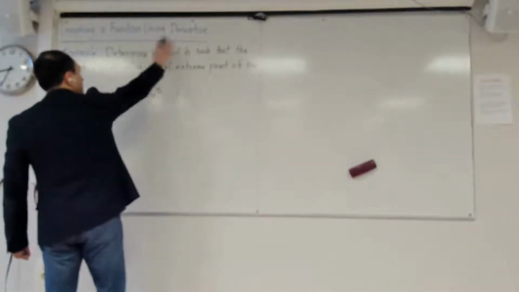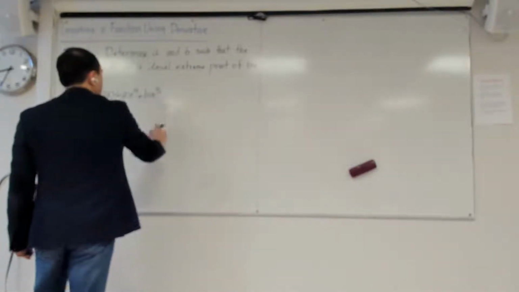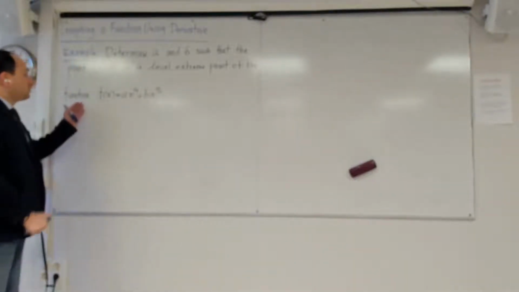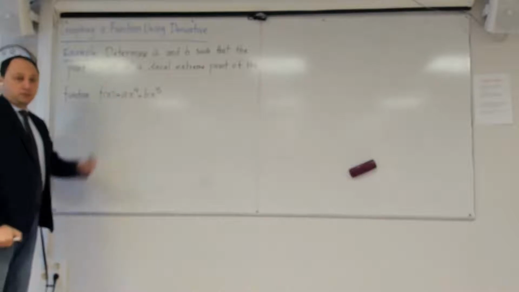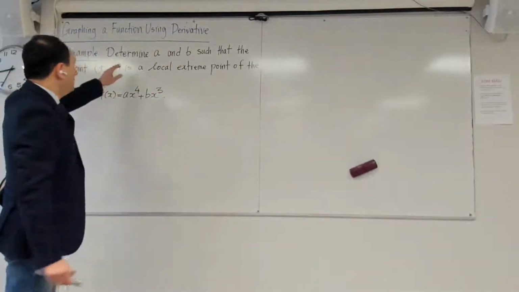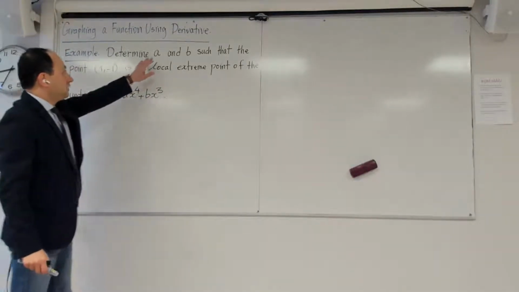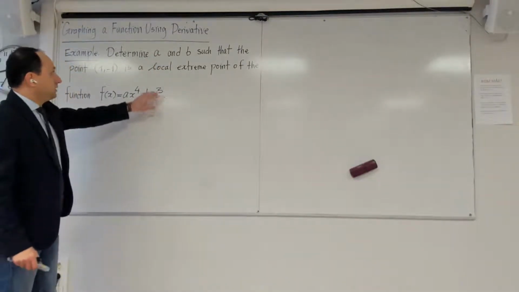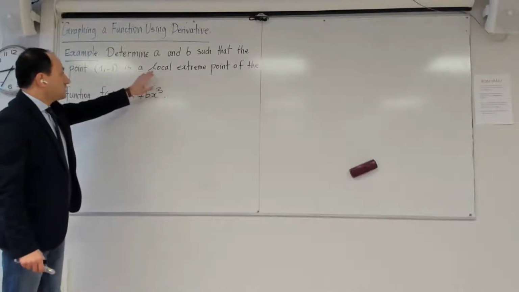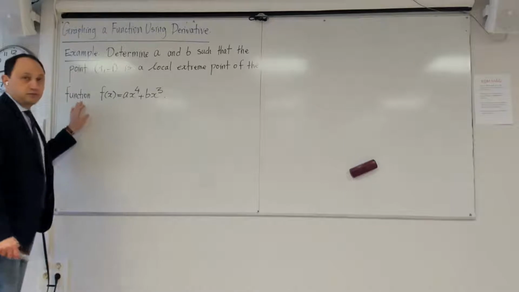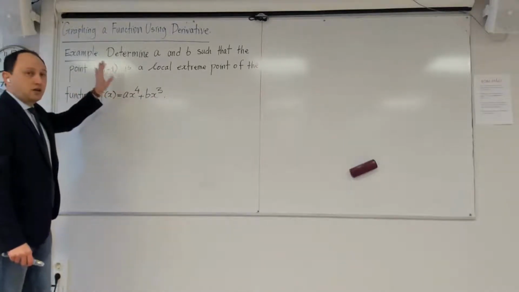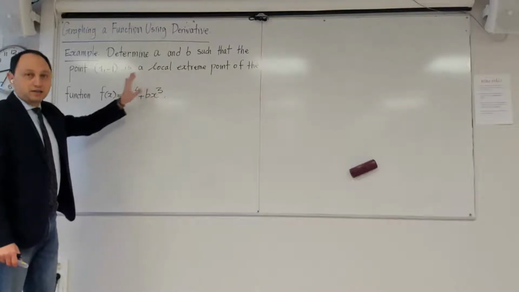First, I want to solve this problem which was left from the previous session. And I think it's also good to know about these type of problems as well. Okay, so the question is, determine A and B. They are constants in your function, such that the point 1 and minus 1 is a local extreme point of the function. Okay, so these are also different types of problems that you might face in this chapter.